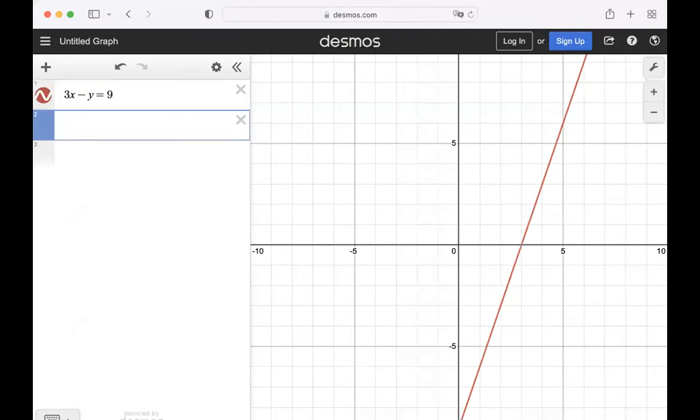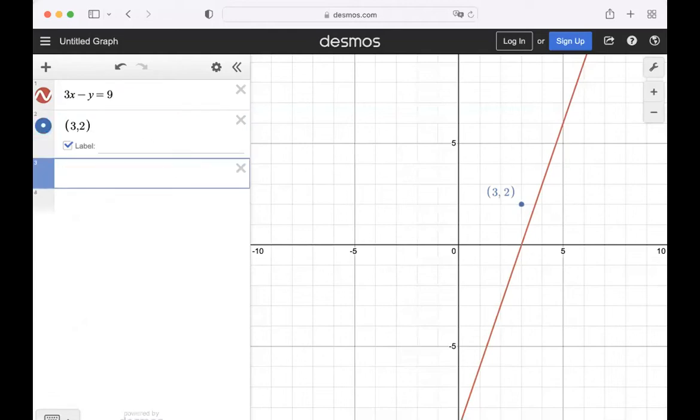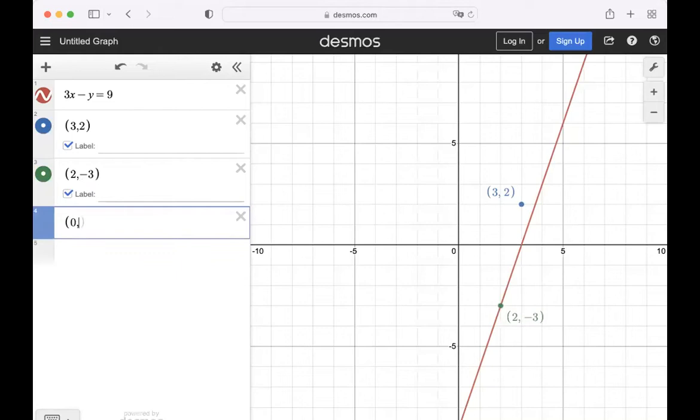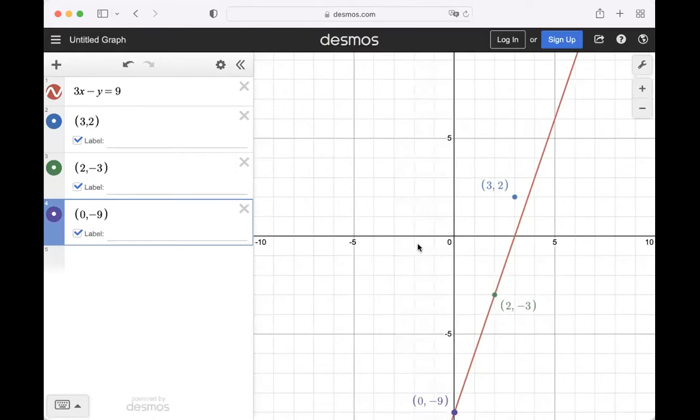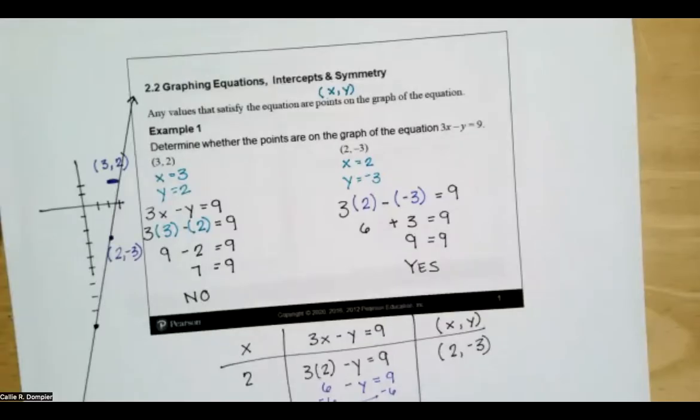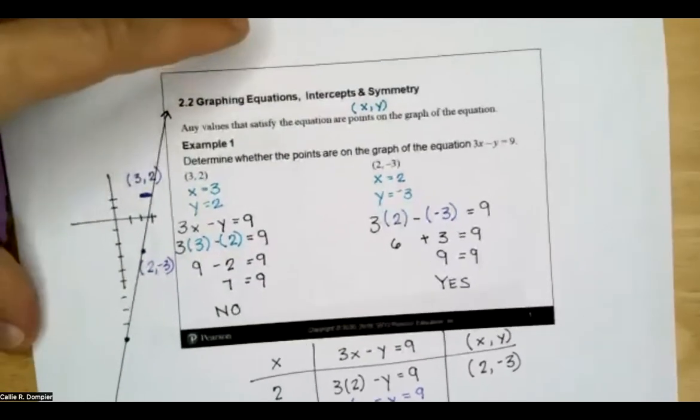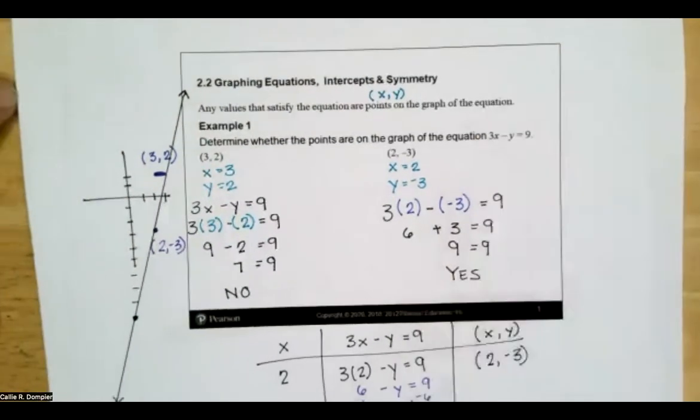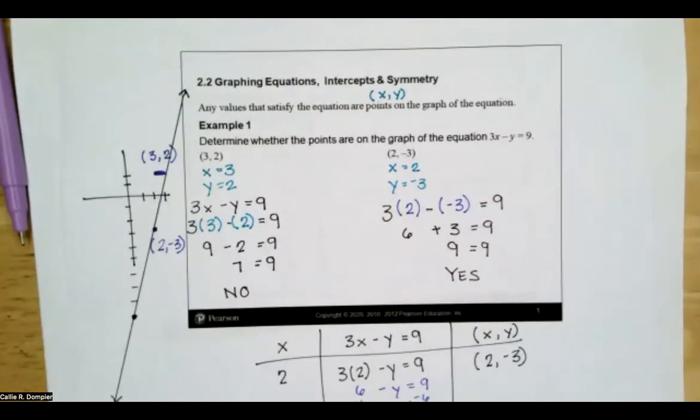And they asked for the point 3, 2 was the first one. That is not on the line, right? And then they asked us about the point 2, -3. That is on the line, right? And then we found the point 0, -9. Let's see if I was doing math correctly. That is also on the line. Good. So that's what they mean by it satisfies the equation. It makes this side of the equation equal to this side of the equation, and therefore it is on the graph of the equation. Every point on that line is true for that equation.